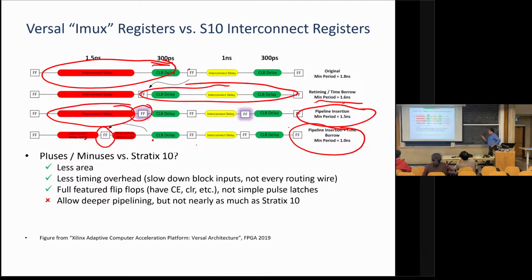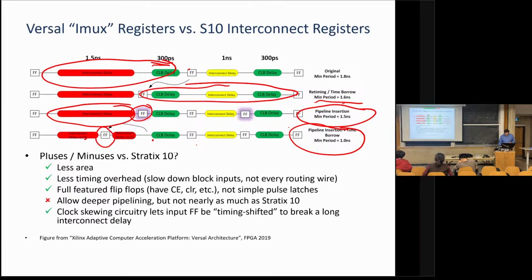It does allow deeper pipelining. They get kind of 2 spots to pipeline now instead of 1, but not nearly as deep as Stratix 10 or Agilex. So it's a less intrusive change. It doesn't enable the same degree of extremely deep pipelining. And then they use this clock skewing circuitry to essentially time shift, what they call time shift the flip-flop, so that from a timing perspective, it's as if it's in the interconnect.